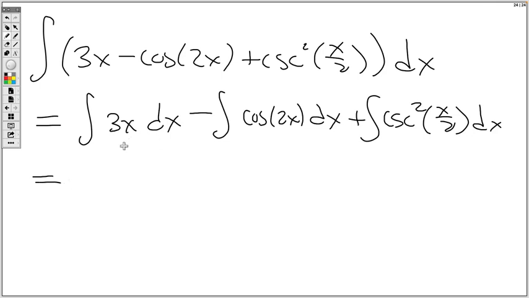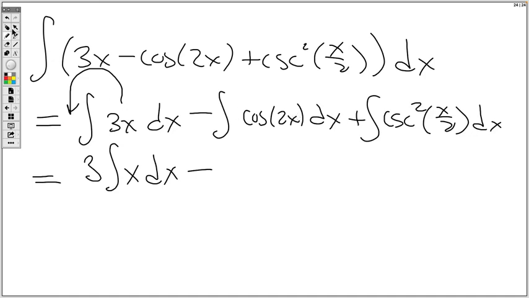Let's take a look at this 3x. That 3 is what kind of a thing? It's a constant multiple. What can I do with constant multiples? Bring them out front. So I can write this as 3 integral x dx minus, now the integral of cosine of 2x, that's one of our basic formulas.